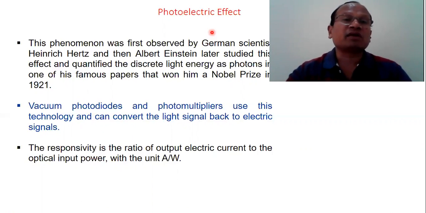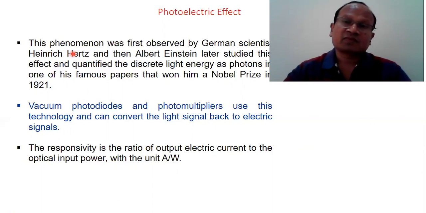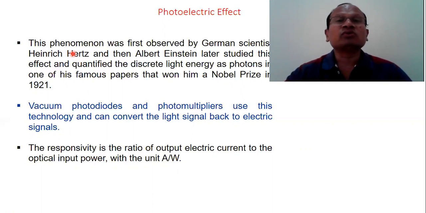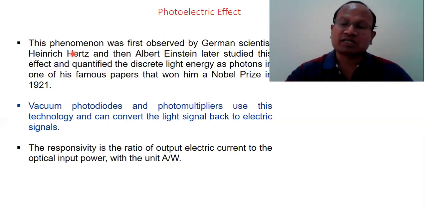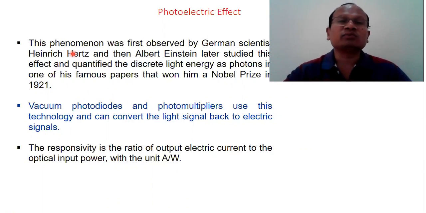The photoelectric phenomenon was observed by the German scientist Hertz. We know Hertz, the term used to denote the unit of frequency as well. Heinrich Hertz had observed this phenomenon. Later Albert Einstein studied this effect and quantified the discrete light energy, that is, how much light energy or how many photons convert into some amount of electrical current. The effect was observed by Hertz, and the quantification was made by Einstein, for which the Nobel Prize was awarded to Einstein.